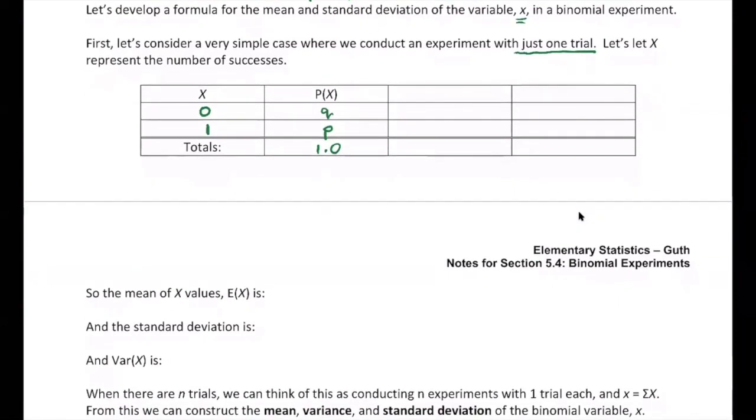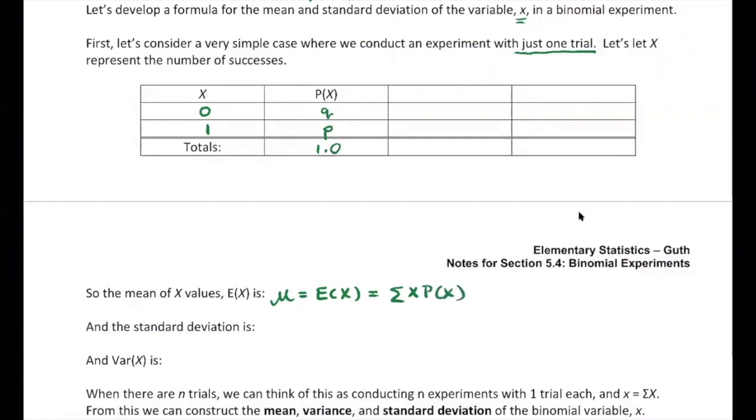Now, to do a mean, also called expected value of X. This is a capital X. We're using a capital X right now when we only have one trial. Capital X is the number of successes, the number of heads when you drop one coin. Okay, so the mean is always the sum of X times P of X.